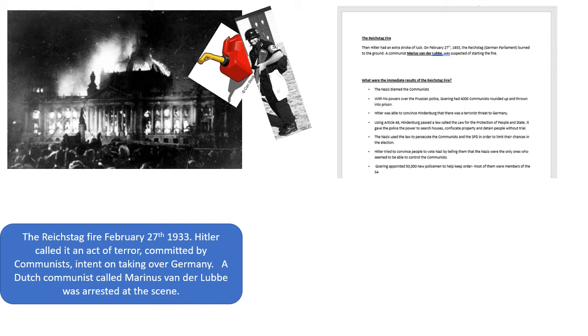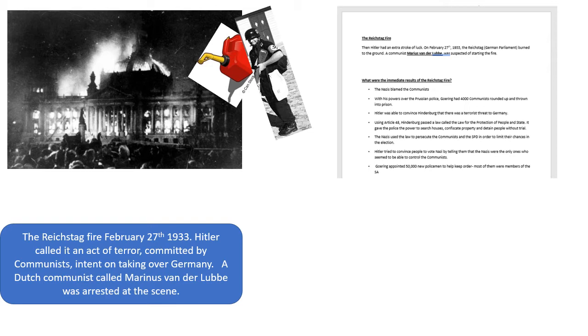And conveniently, a communist called Marius van der Lubbe was suspected of starting the fire. And actually, a lot of historians have felt that this is too convenient. Many historians suspect the Nazis themselves started the fire because they hoped it would benefit them in the coming March election. And it really did. So let's look at what were the immediate results of the Reichstag fire.